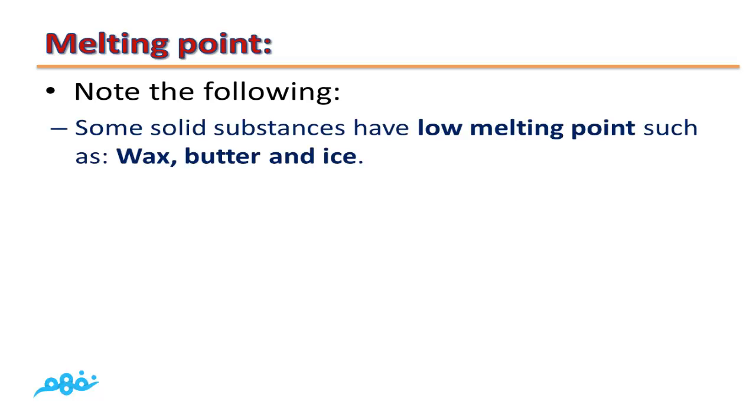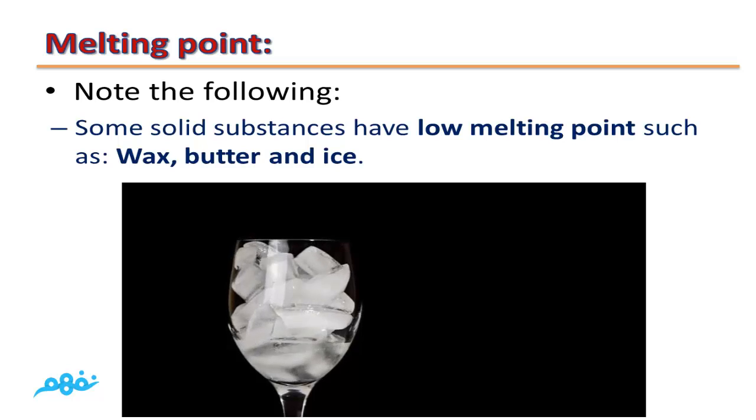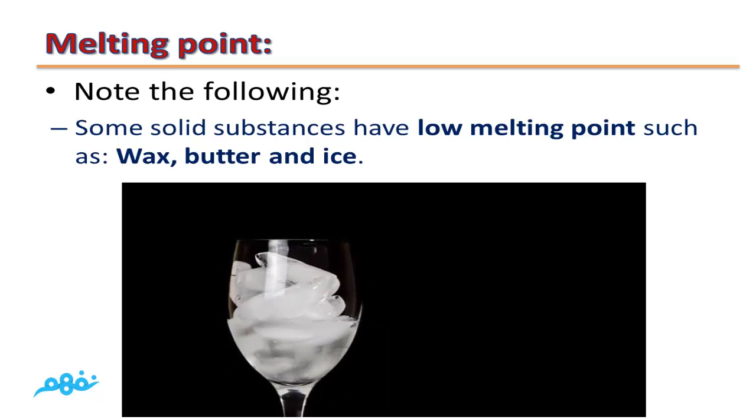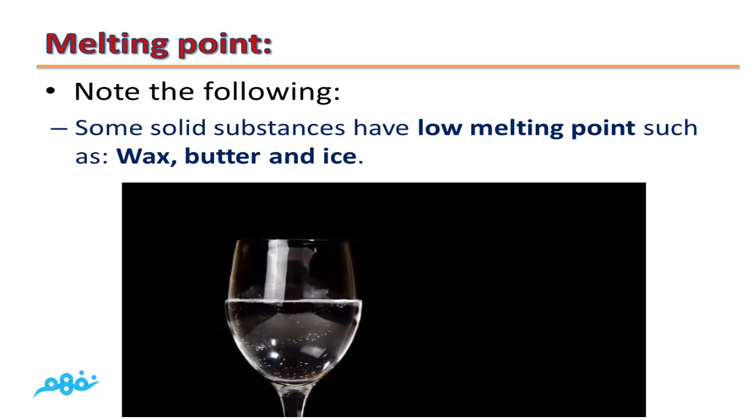Note the following. Some solid substances have low melting point. This means that they will need small amount of heat to melt, to change from solid into liquid, such as wax, butter, and ice. As you can see, if we have a piece of ice at room temperature, it will melt quickly because ice has very low melting point, which is equal to 0 degrees Celsius.